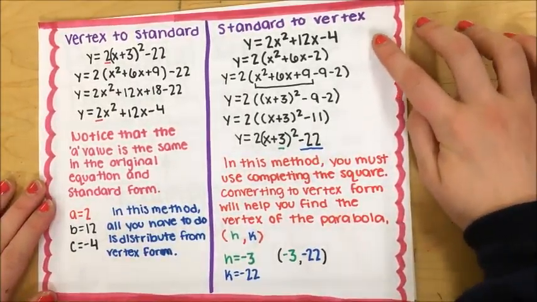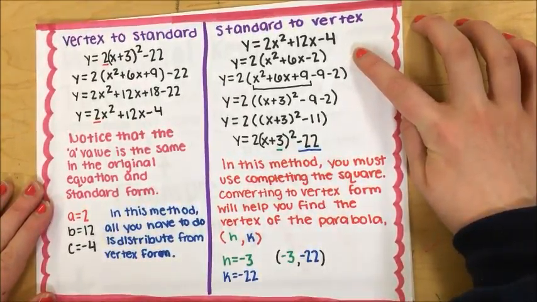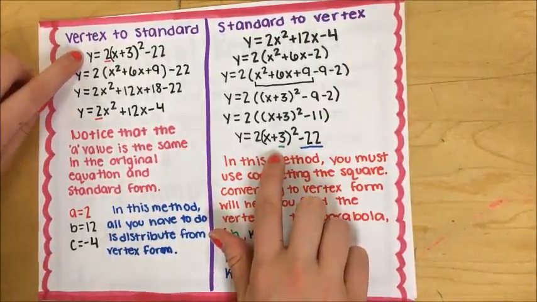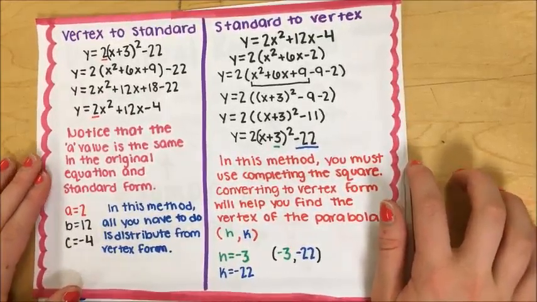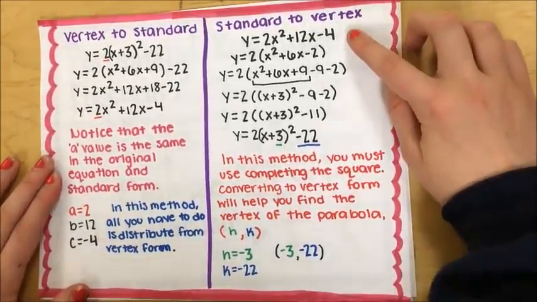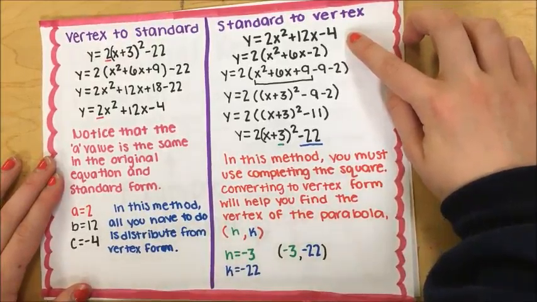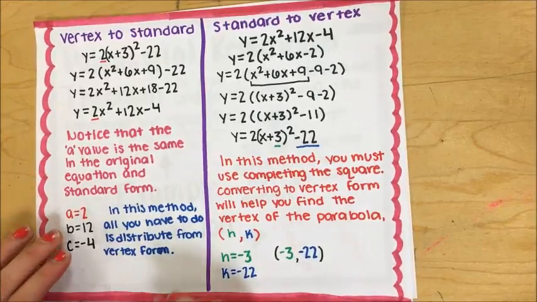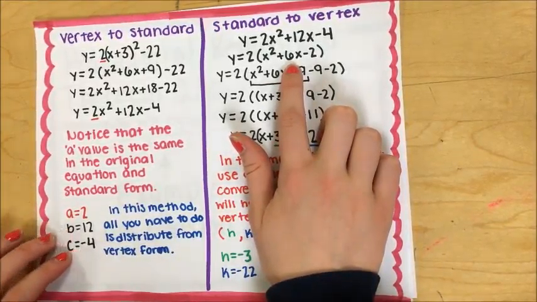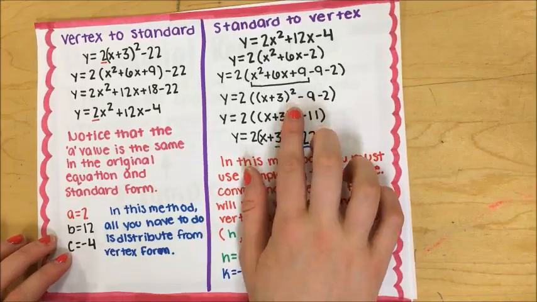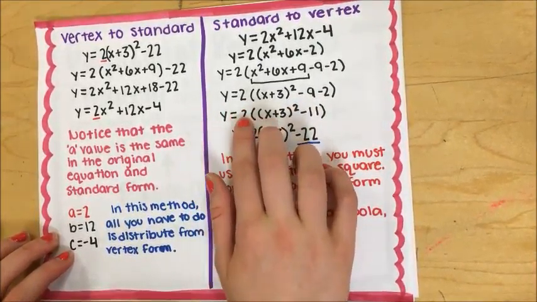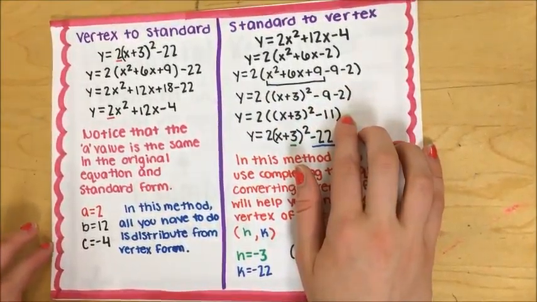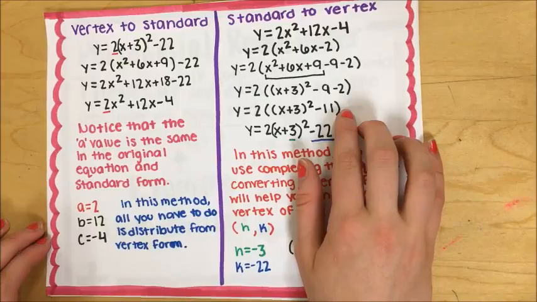Okay, from standard to vertex form, you have to use completing the square. So we're using the same equation, so we should get the same answer. So y equals 2x squared plus 12x minus 4. Since you can take out a greatest common factor of 2, you do that. So y equals 2 times (x squared plus 6x minus 2). And then you take half of 6 and you square it, which is the completing the square part. So you get y equals 2(x squared plus 6x plus 9 minus 9 minus 2). And the reason you do plus 9 and minus 9 is because you're essentially adding 0.